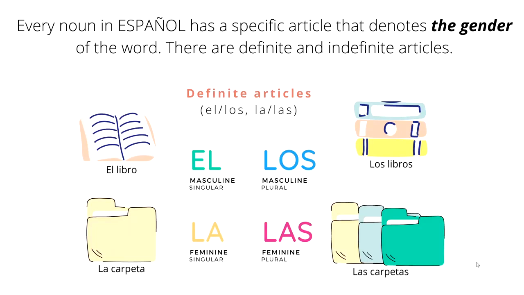Now, every noun in Español has a specific article that denotes the gender of the word. There are definite and indefinite articles. Last week we went over definite articles: el, masculine singular, for example el libro; los, masculine plural, los libros; la, feminine singular, la carpeta; and las, feminine plural, las carpetas, por ejemplo.